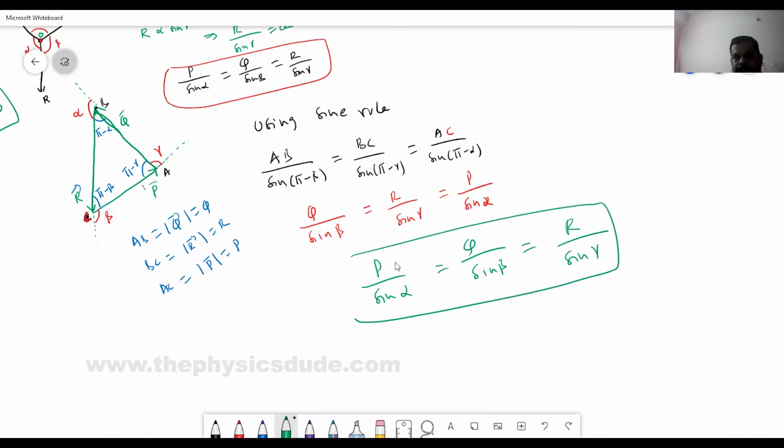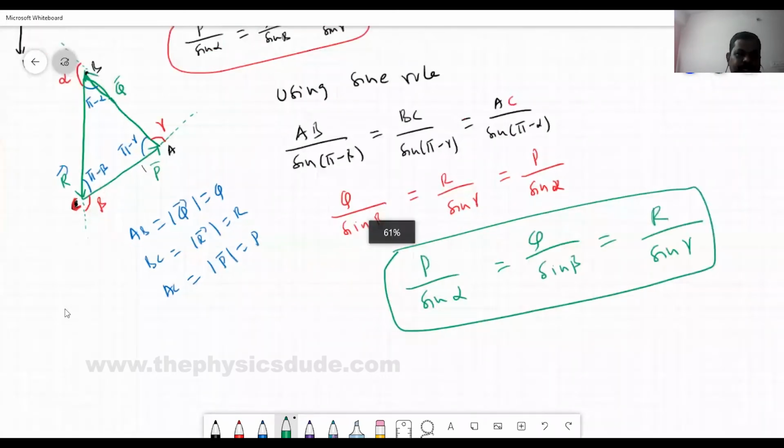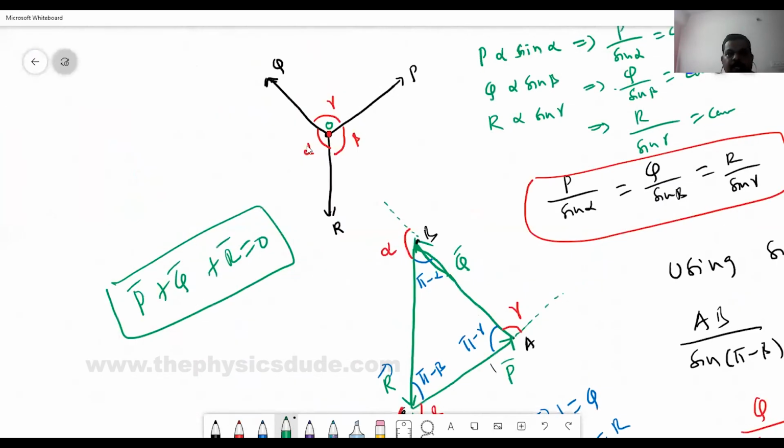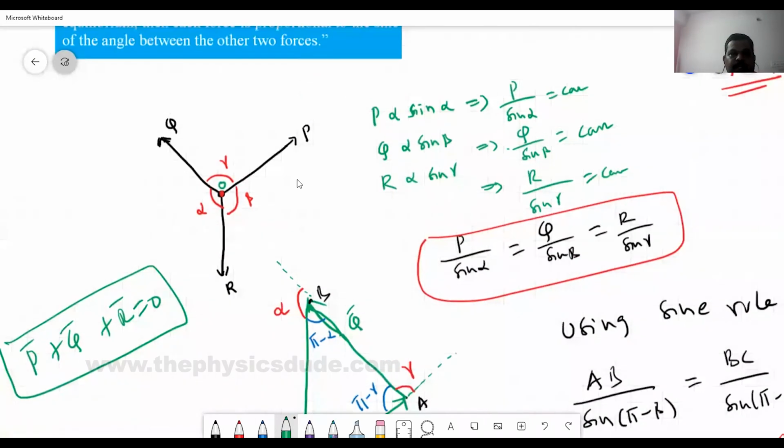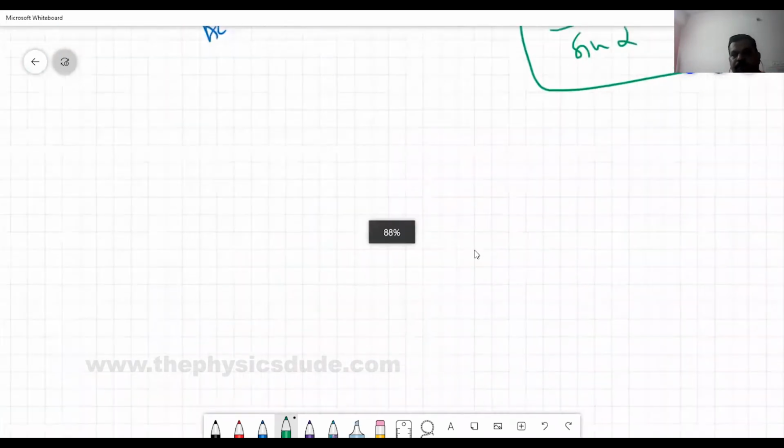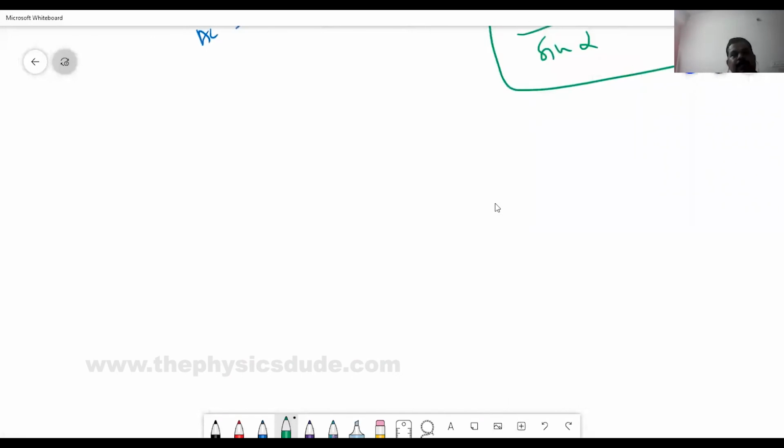This is Lami's theorem. Lami's theorem says that if a particle or a body is in equilibrium under the action of three coplanar forces, then each force is proportional to the sine of the angle between the other two forces. So P is proportional to sine alpha, Q to sine beta, R to sine gamma. So the ratio is always a constant. Let's see an application of it. If you understand Lami's theorem, it is easy for us to solve the problems, even though by resolution also we can solve the problems.